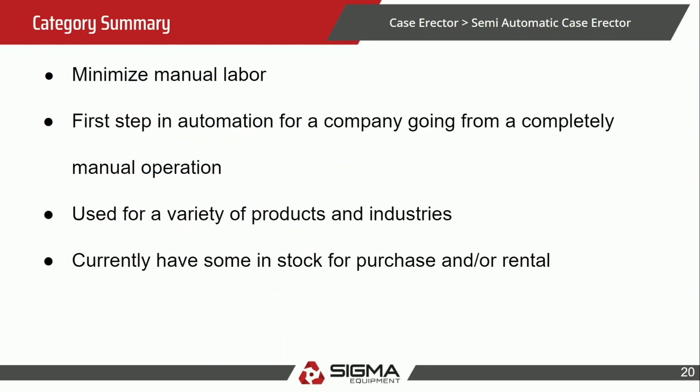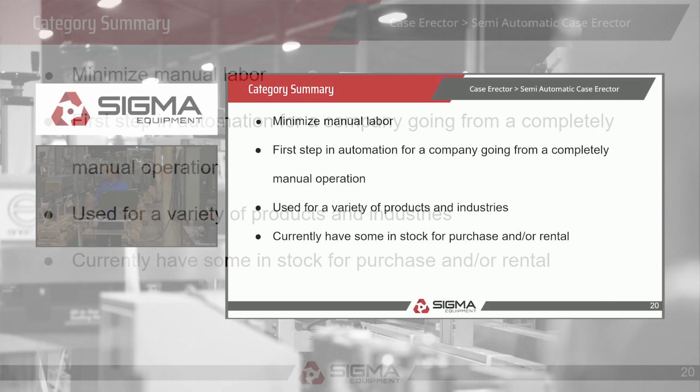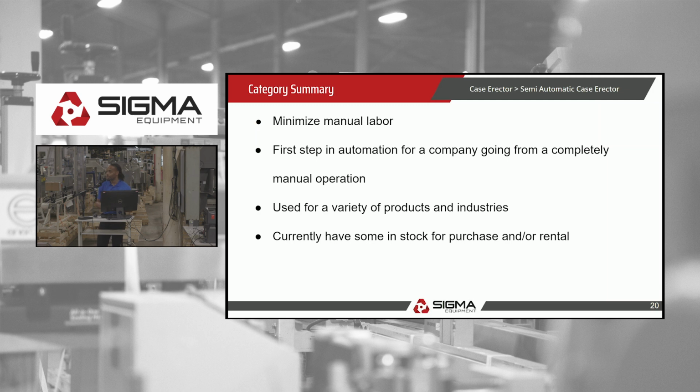So, category summary: this can minimize manual labor. This could be the first step in automation for a company going from a completely manual operation. This is used in virtually every industry, so somebody out there is looking for this type of equipment, and we currently have these in stock for purchase and for rental.